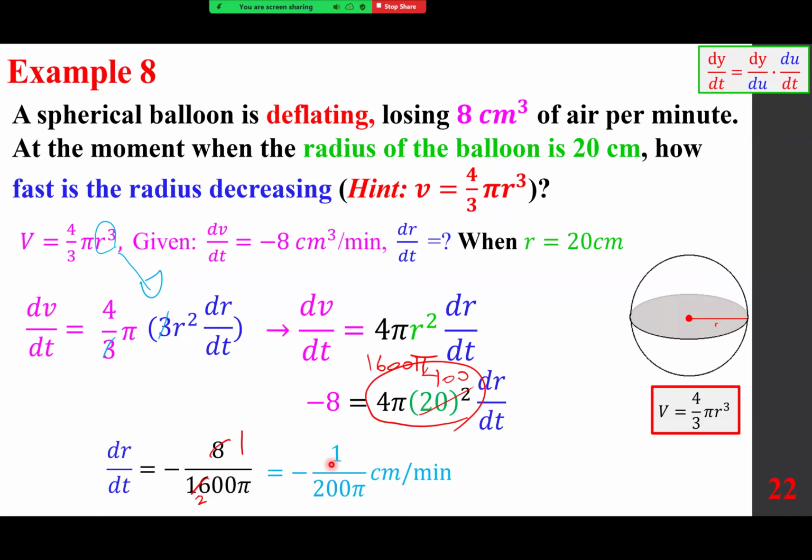This is then an exact answer, everybody. You put it into a calculator, and a rough estimate is negative 0.001592 centimeters per minute. This is an approximation, with however many decimals they ask you to come up with. And that's it.